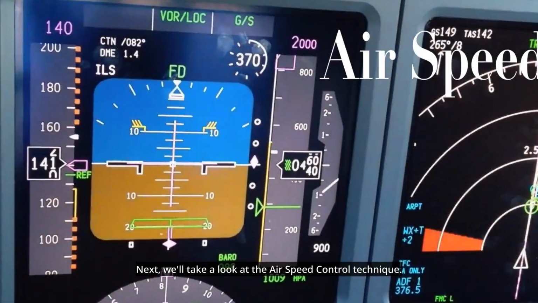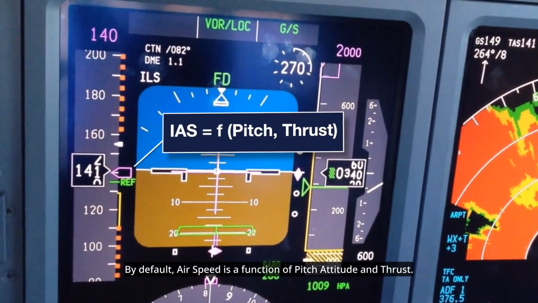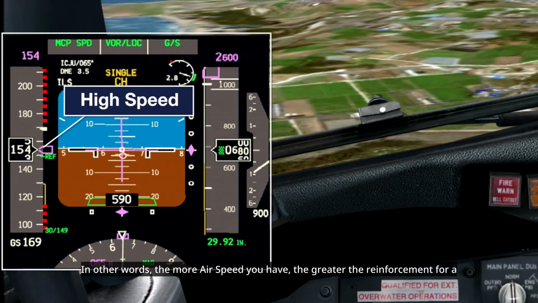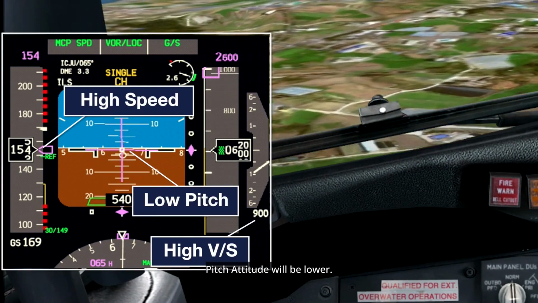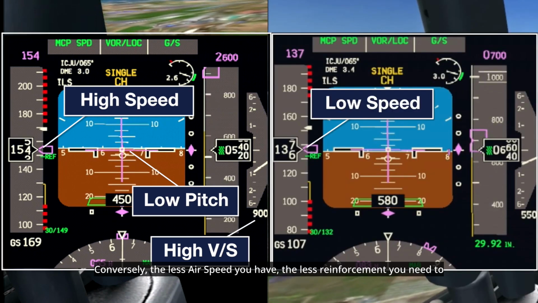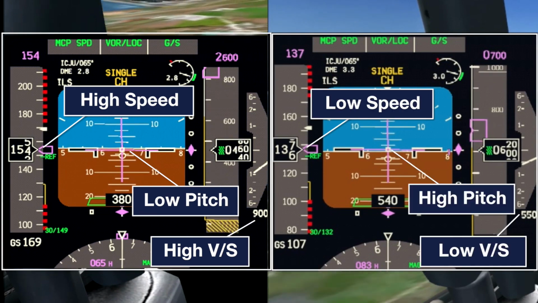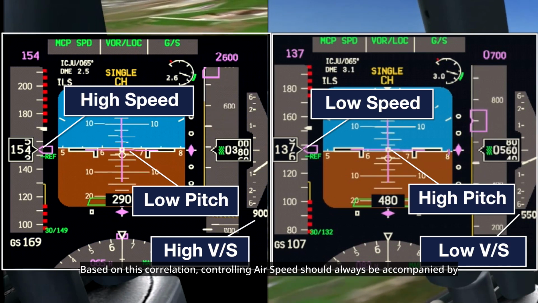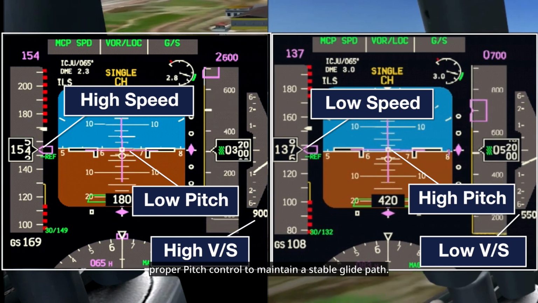Next, we'll take a look at the airspeed control technique. Basically, airspeed is a function of pitch attitude and thrust. In other words, the more airspeed you have, the greater the descent rate for a constant glide path, and the pitch attitude will be lower. Conversely, the less airspeed you have, the less descent rate you need to maintain a constant glide path, and pitch attitude will increase. Based on this correlation, controlling airspeed should always be accompanied by proper pitch control to maintain a stable glide path.